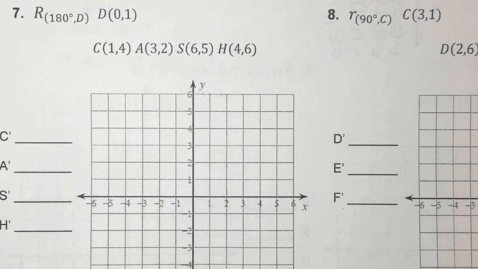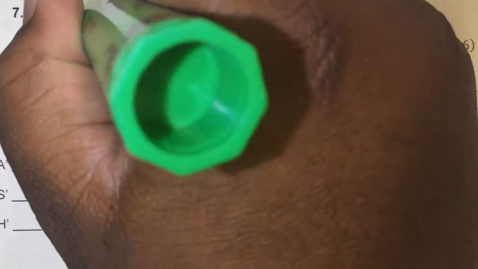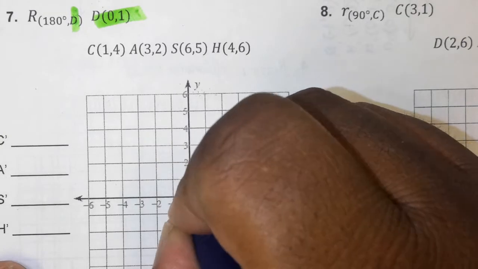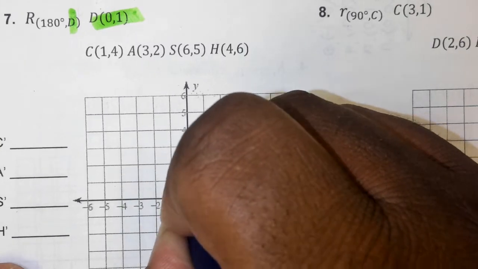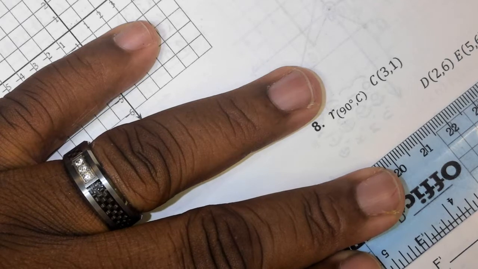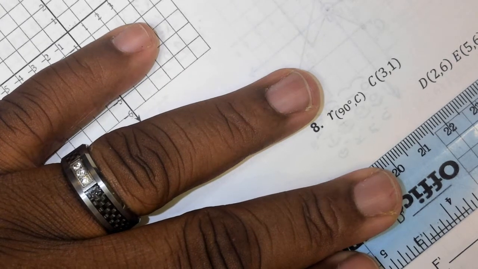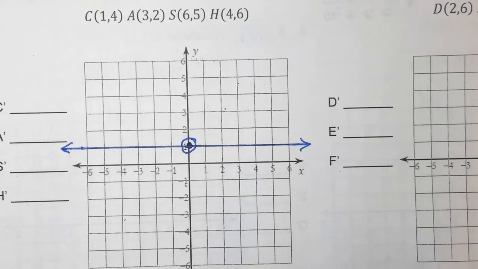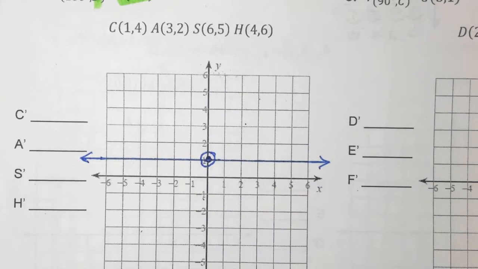Rotate 180 around point D. And they tell you what point D is. They say point D is 0, 1. So we're going to rotate 180 degrees around 0, 1. Put that point on the graph. My center of rotation. I'm going to draw just the horizontal axis. The vertical axis is already drawn for me. Just put that horizontal one in, just to show me my center of rotation.